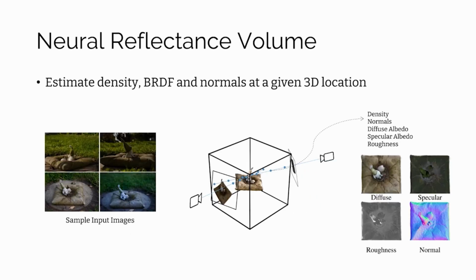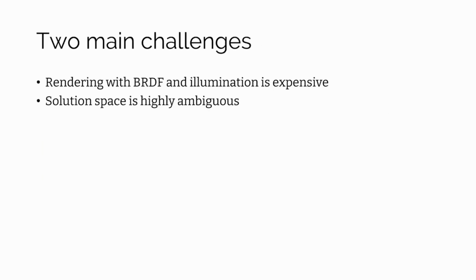For this, we construct a neural reflectance volume where at each 3D location, a density and BRDF is estimated as illustrated in this figure. The main challenges are that rendering with passive illumination and BRDFs is expensive, and the solution space is complex for this highly ill-posed problem.